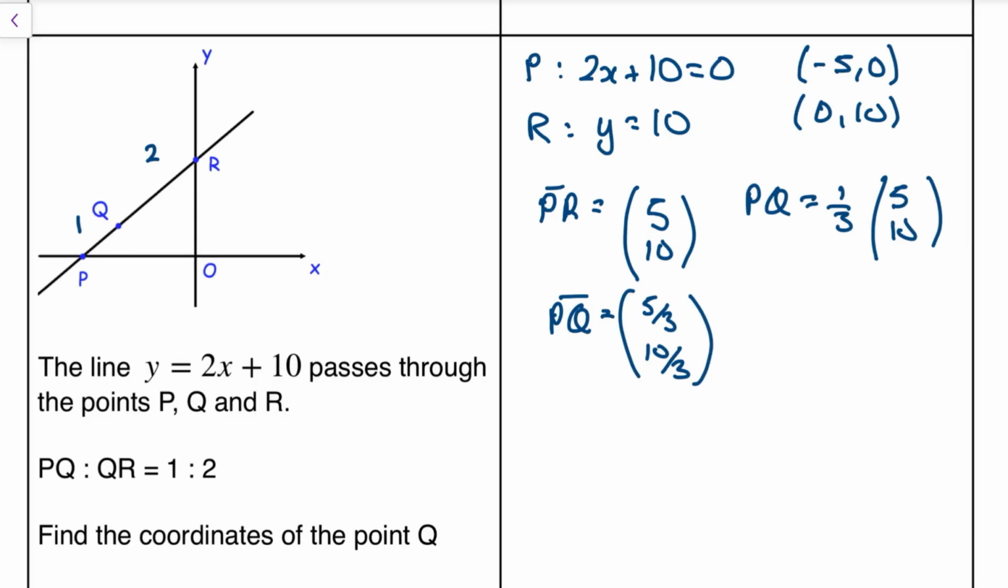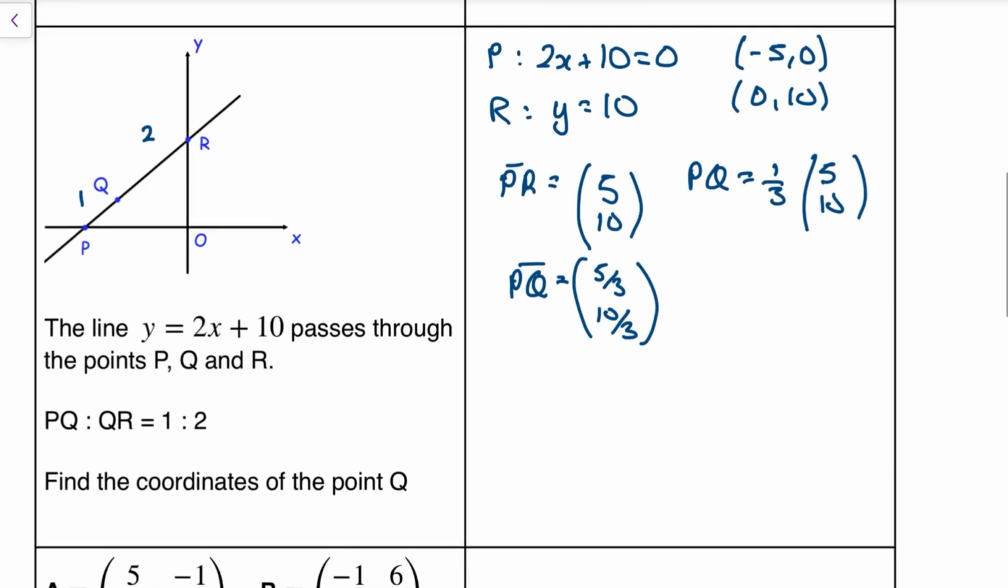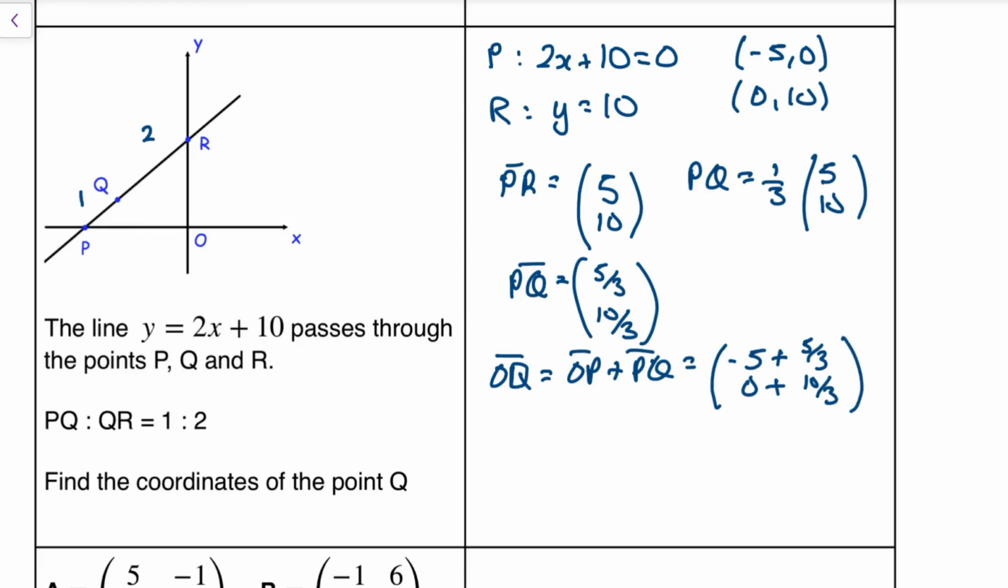Now, this is where I need to be careful. I need to add PQ to P. Let's do this properly. So in A-level language, I would say O to Q, in other words, the point Q, which is what's called the position vector, is equal to O to P plus P to Q. And so that's going to be the point P, which is, what was P? Minus 5, 0. So it's (minus 5, 0) plus P to Q, which is (5 over 3, 10 over 3). And so that's going to give me, well, let's work this out. So minus 5 plus 5 over 3 is going to give me, oh, it's 10, it's both the same number, isn't it? So it's going to be minus 10 over 3.